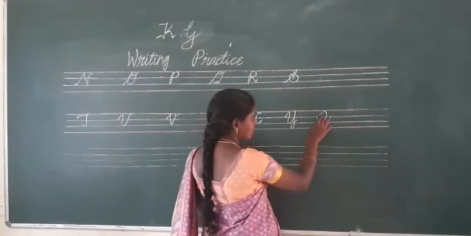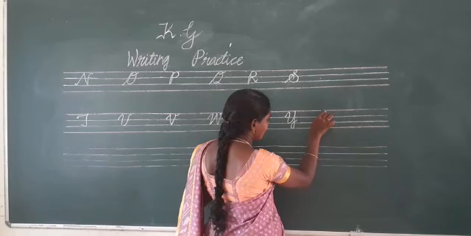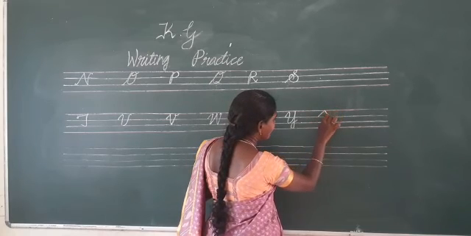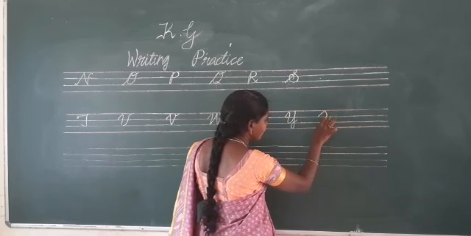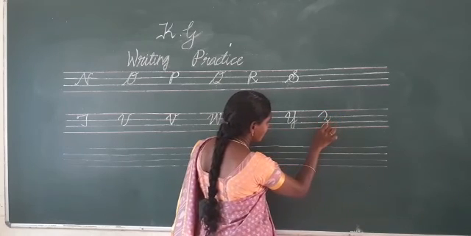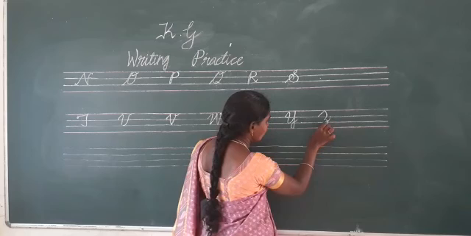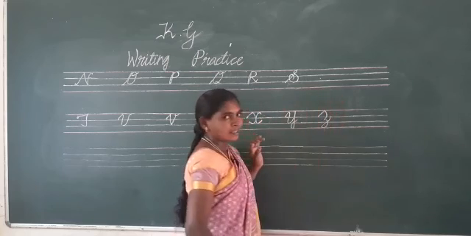So, how to write Z? A small slanting and a light curve. The curve should not bend more. A slight curve and one more curve with a loop. This makes the letter Z.